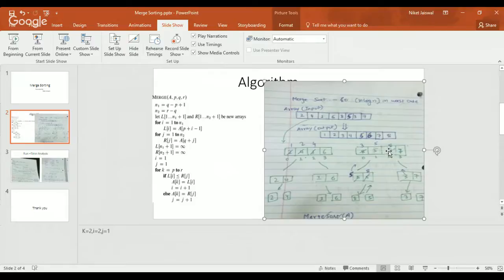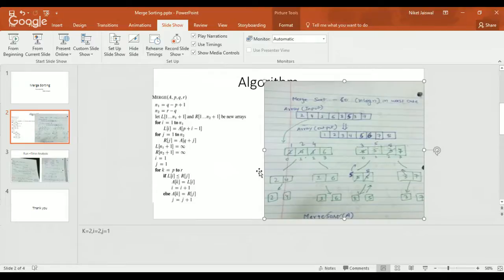Now it will check 3, 5, 7, 8. Now I think I did something wrong. 7 will go over here and 8 will go over there. I'm sorry about that. So it's 3, 5, 7, 8. So now when these two are there, then it will just check it, and it will insert 7 and then it will insert 8.